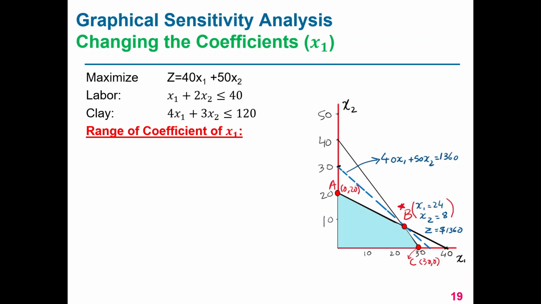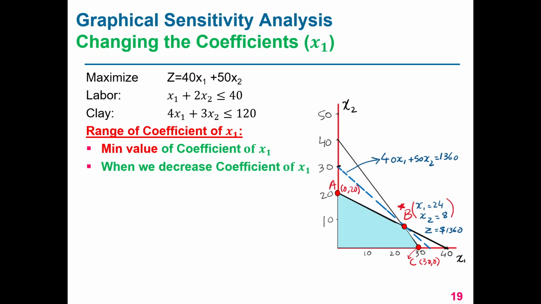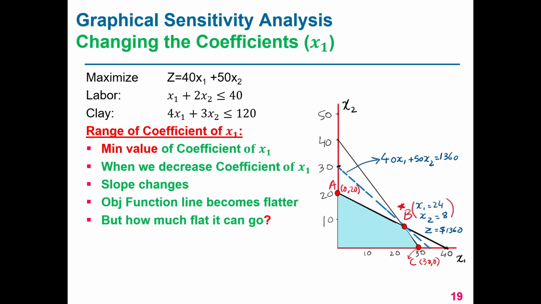So now let's see what is the minimum value of the coefficient of x1. When we decrease the coefficient of x1, we know the slope changes, and more precisely we know the objective function line will become flatter. We discussed this at the start of the lecture, but the question is how flat it can go.